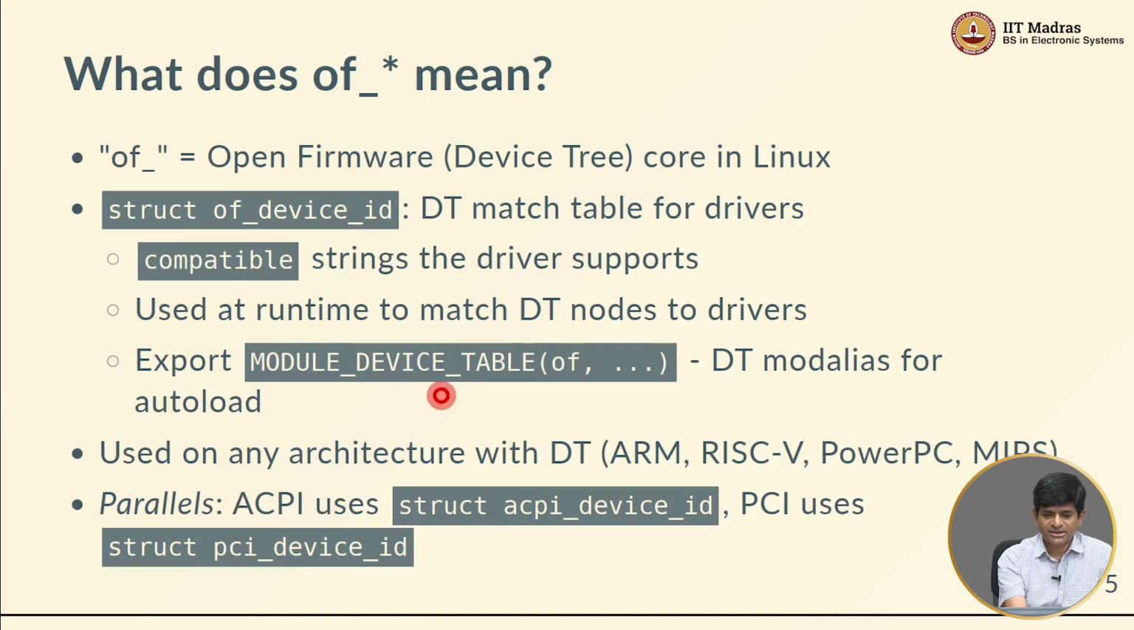But there is something very similar: just like we have of_device_id, we have something called acpi_device_id. There is also the PCI bus, which uses a pci_device_id. In other words, it should be clear at this point that what we are trying to do is come up with a generic solution for a problem. What is the problem we are trying to solve?